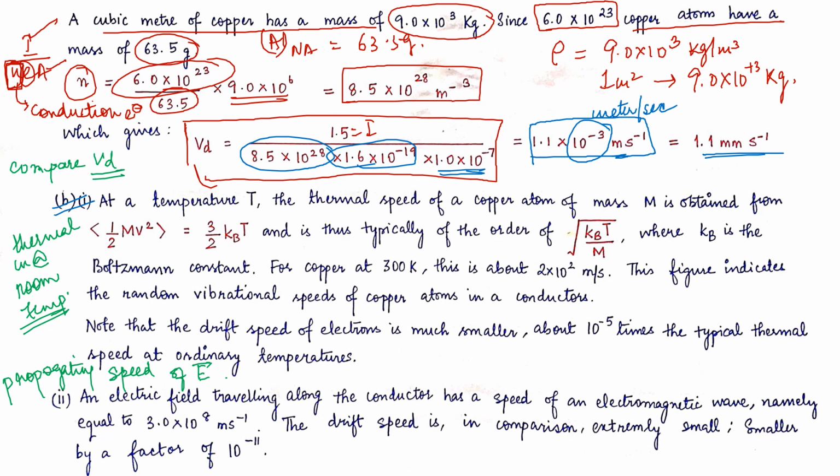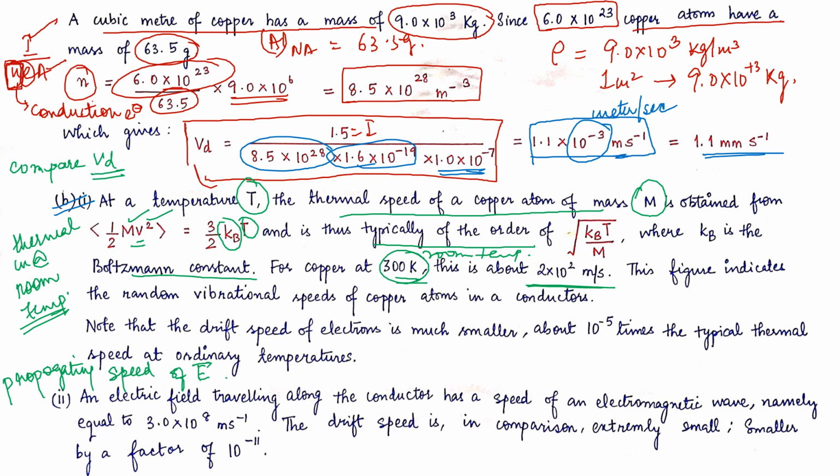At a temperature T, the thermal speed of a copper atom of mass m is obtained from half m v square equals 3/2 kBT, where m is the mass of the copper atom, v square is the speed at which it is moving, kB is the Boltzmann constant, and T is the temperature. It is thus typically of the order of root of kBT upon m. For copper at 300 Kelvin, this is the room temperature, this is about 2 into 10 to the power 2 meter per second.